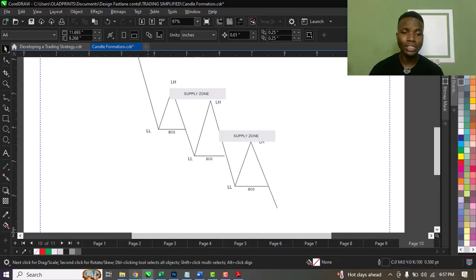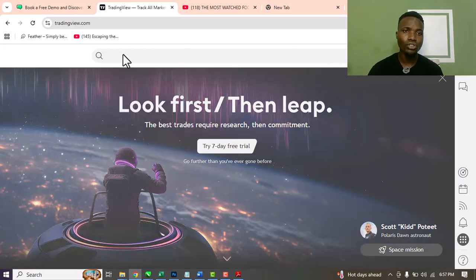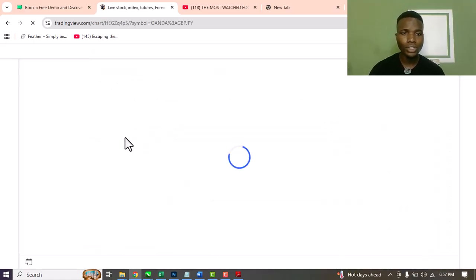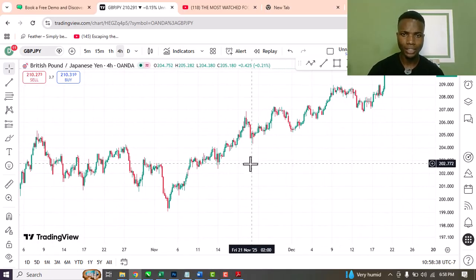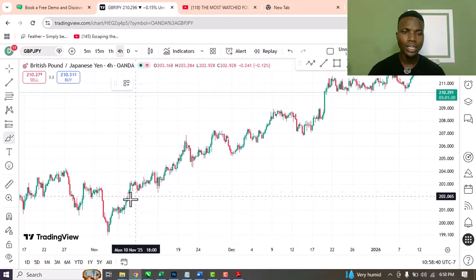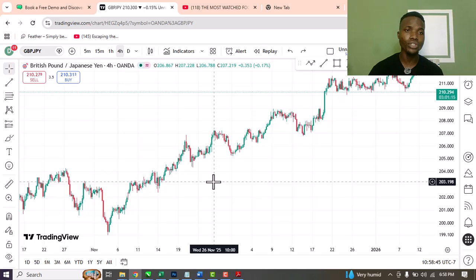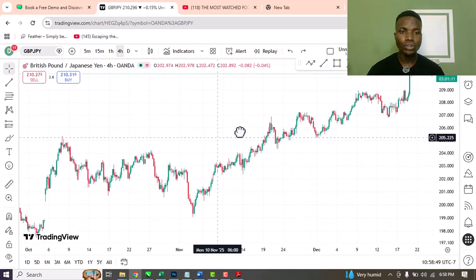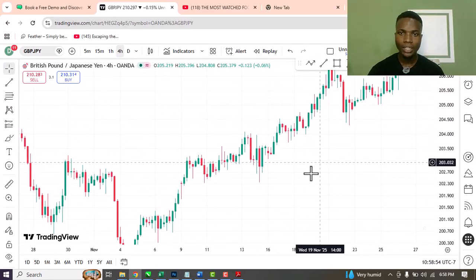So let us get right into the chart now so that you can understand how to mark out your break of structure correctly. I'm going to be using GBP JPY. All right, so this is the GBP JPY chart. I'm going to use this uptrend price to explain how to mark out your break of structure in this scenario. And mind you, this is 4 hours. Let me zoom this range so that we can see what we are working with.